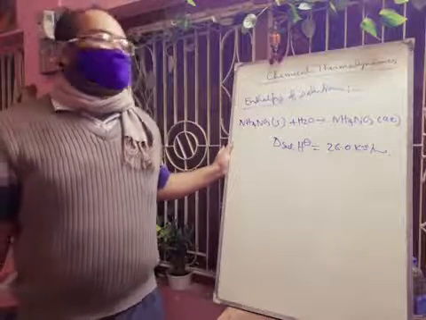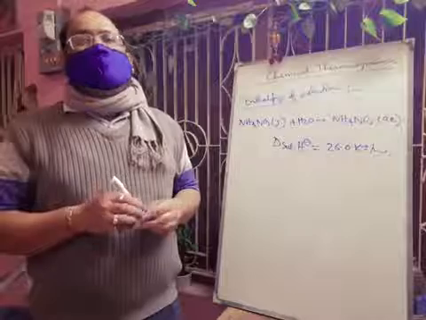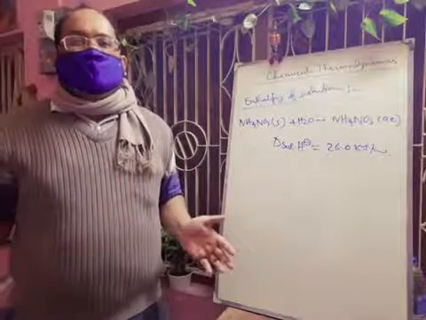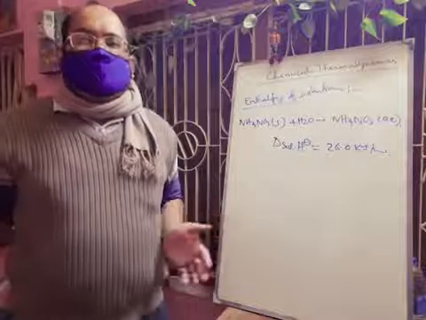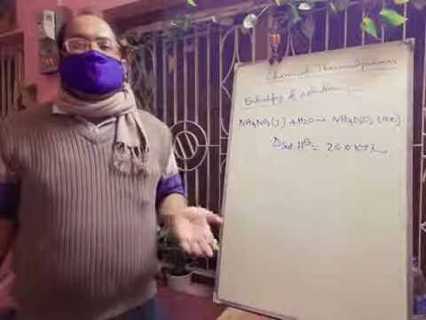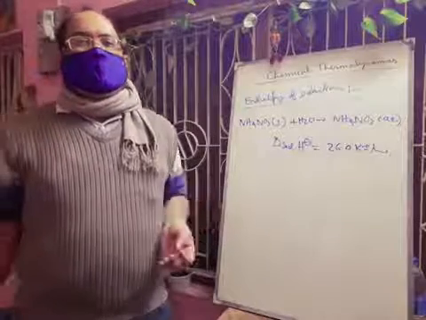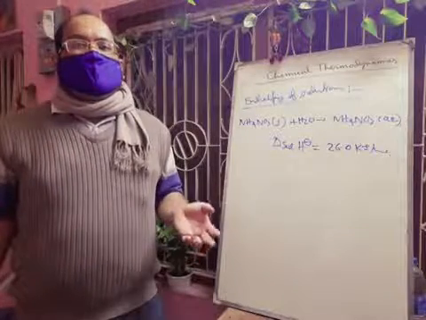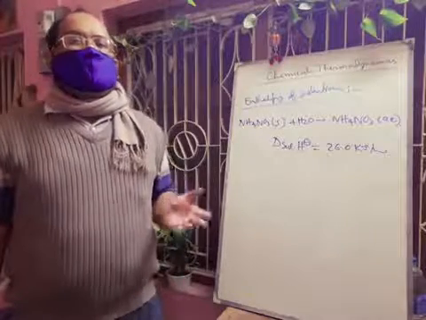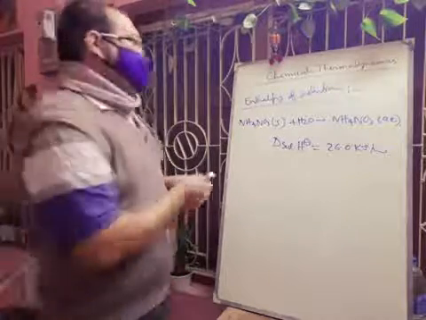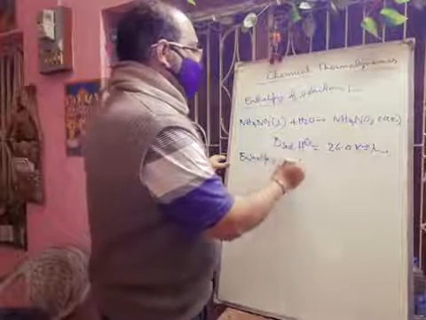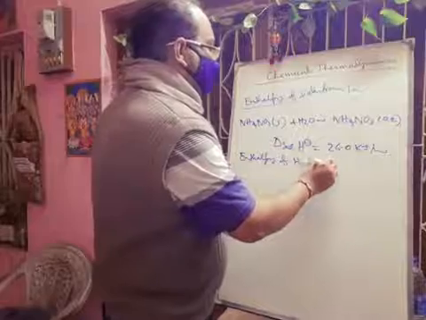Next we will discuss the integral heat of dilution. It is defined as the net change of enthalpy when a solution containing 1 mole solute at a known concentration C1 is diluted by adding more solvent to get a solution of another known concentration. Next we will discuss the enthalpy of hydration.